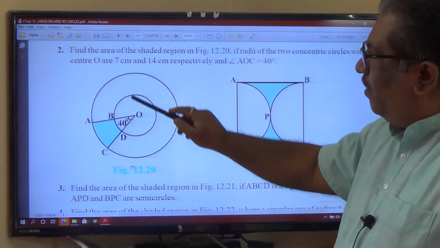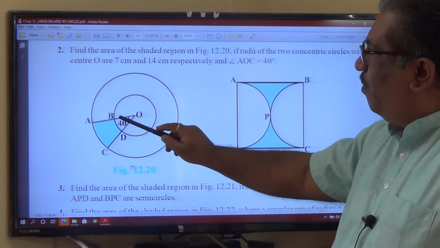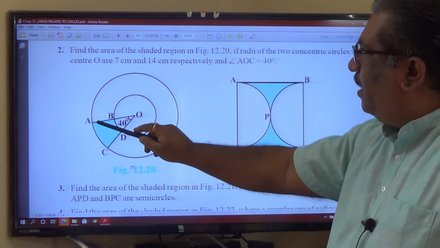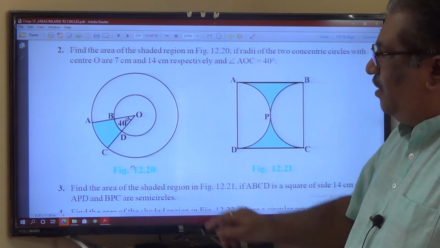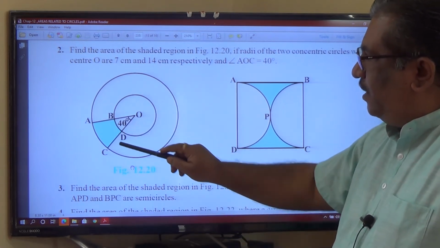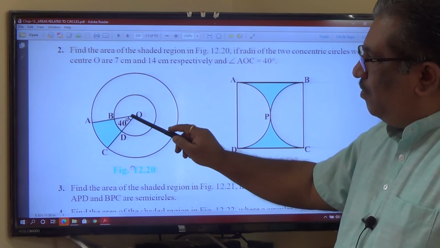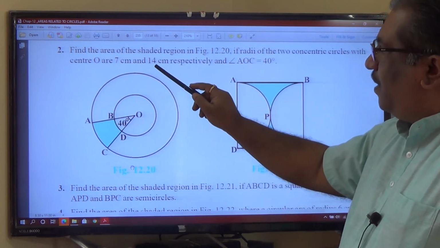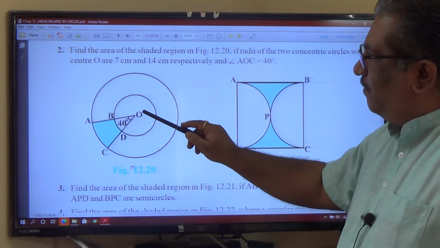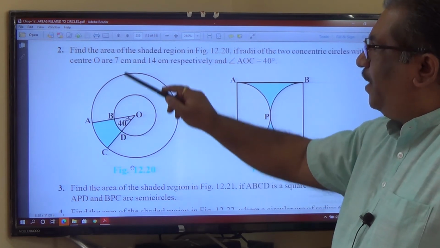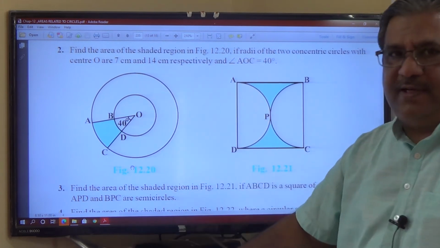So the radii of these two circles we know, OB equals 7 cm, OA equals 14 cm. So area of this shaded region is area of the sector OAC of radius 14 cm minus area of the sector OBD of radius 7 cm. So let us calculate this.